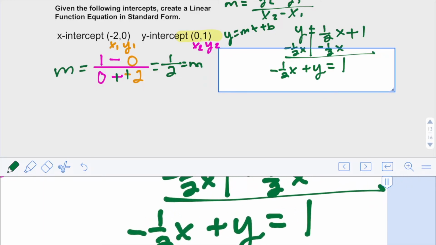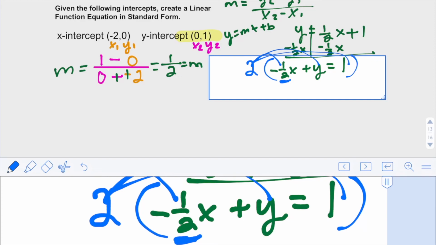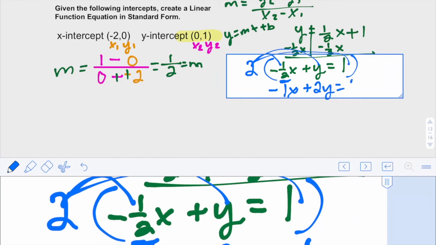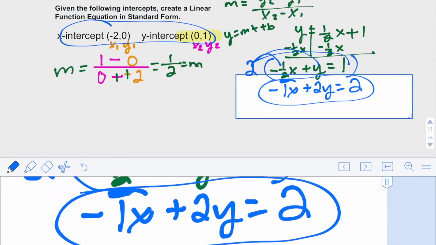So to get rid of my negative 1/2 x, I have to use our good old buddy, the distributive property, and multiply by the number that is in the denominator, or the lower half of the fraction. So I'm going to multiply every term by 2. 2 times negative 1/2 is just negative 1x, plus 2 times y is 2y. And then lastly, 2 times 1 is just 2. So now I have this equation written from these two intercepts in standard form.